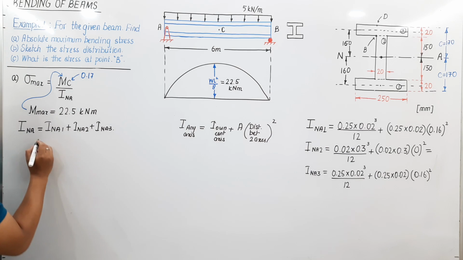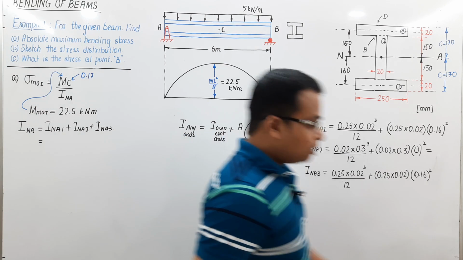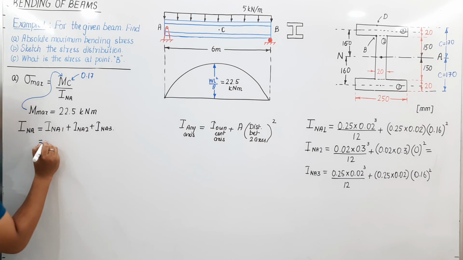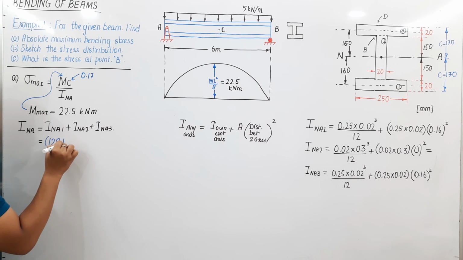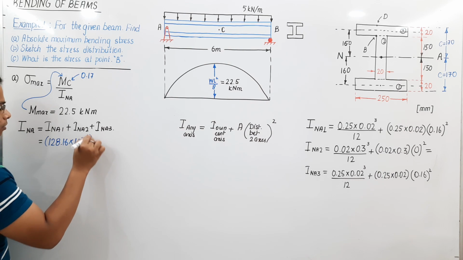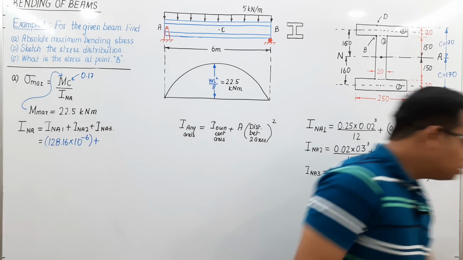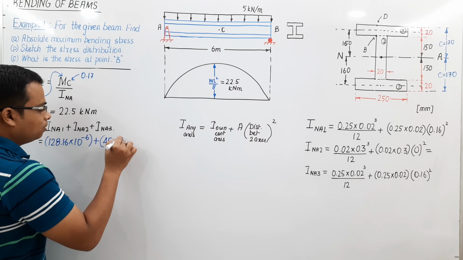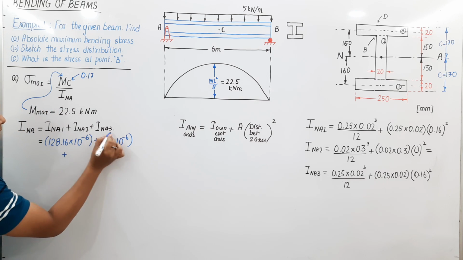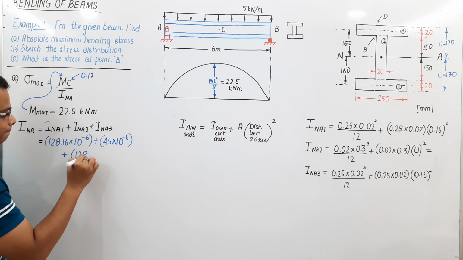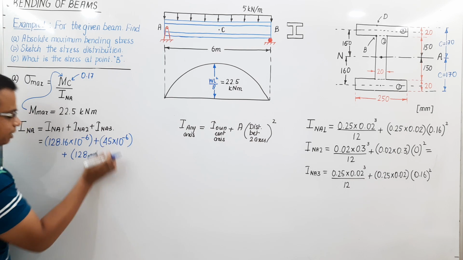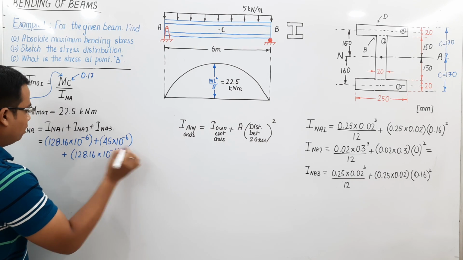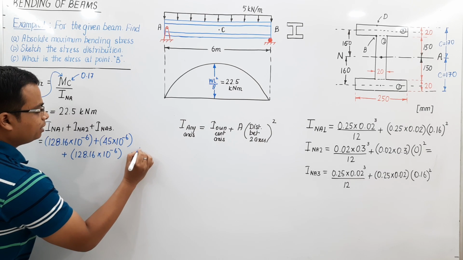Okay, so let me now plug in all the values. I_NA1, I have already worked it out. This is 128.16 into 10 raised to minus 6. What about I_NA2? How much is that? This is 45 into 10 raised to minus 6. Plus, again, I_NA3 is going to be the same, 128.16 into 10 raised to minus 6. And all of this, guys, the unit is meter raised to 4.